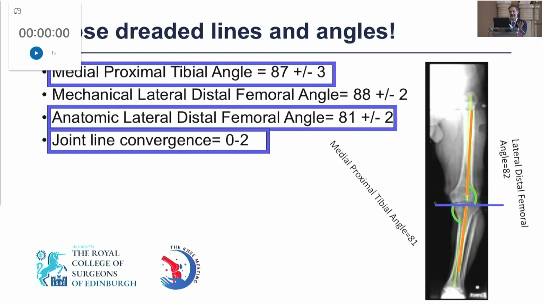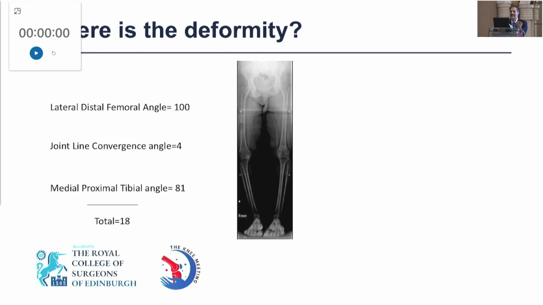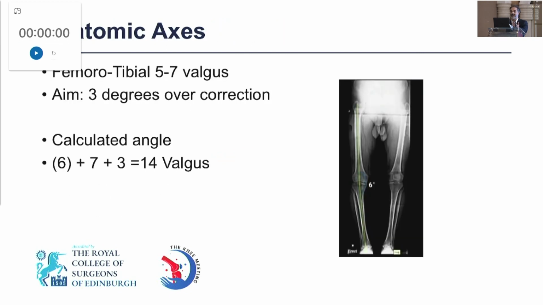So okay, fantastic. So I've got that. Again, there are examples where you've got some lateral distal femoral angles that are made, but now you've got a joint line convergence, and your MPTA is less as well. So that means they may require a double osteotomy.